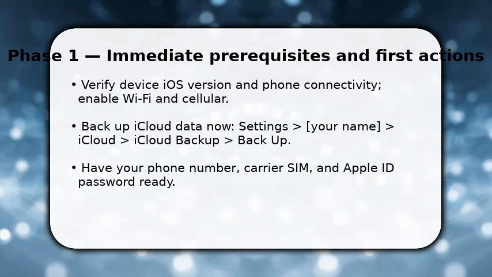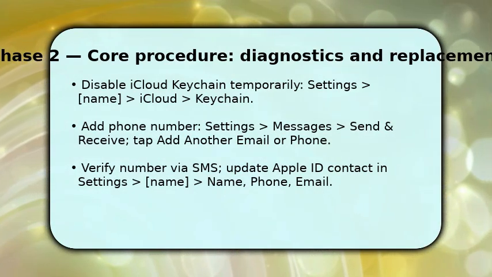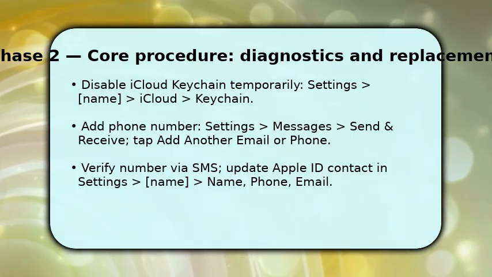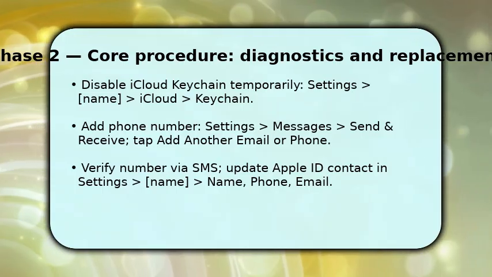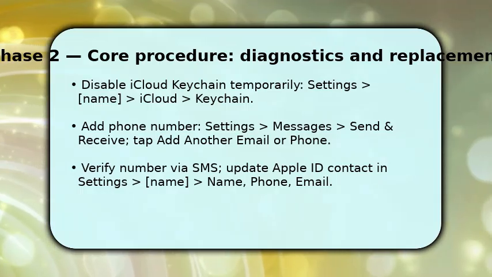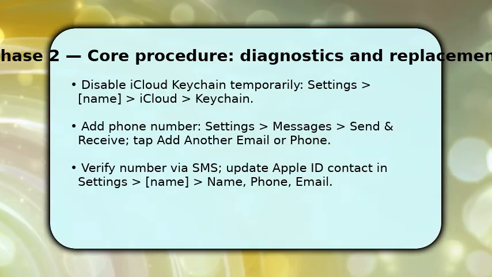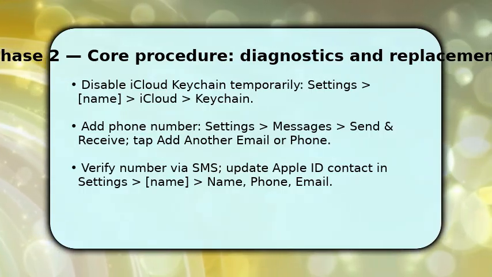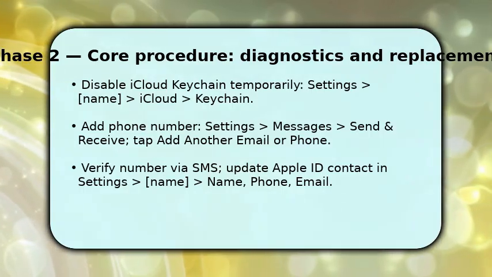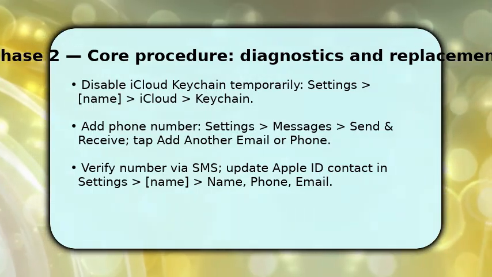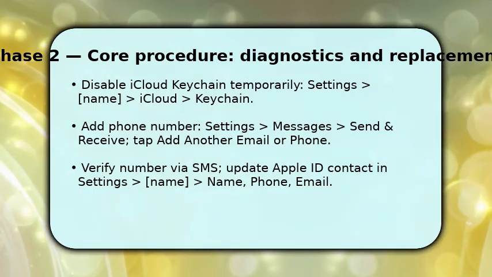without data loss. Next, perform the middle, detailed steps to associate your phone number. First, turn off iCloud Keychain briefly to avoid credential conflicts, then open Messages and FaceTime settings to add and verify the phone number via SMS. This proves ownership. After that, update your Apple ID contact list under Settings, your name, phone, email, replacing or adding the phone entry. Make sure two-factor prompts use the phone number.